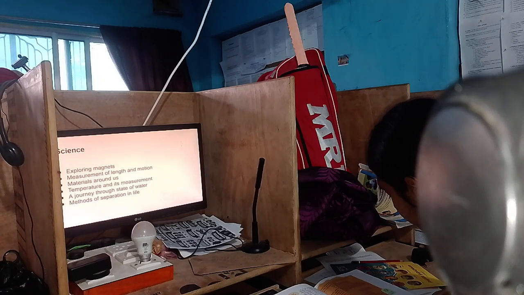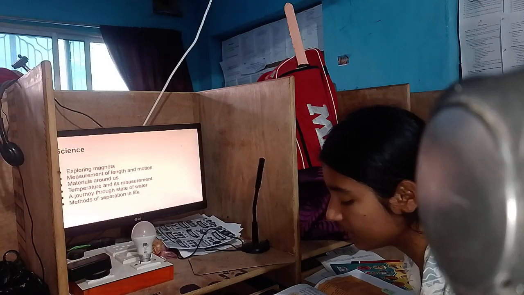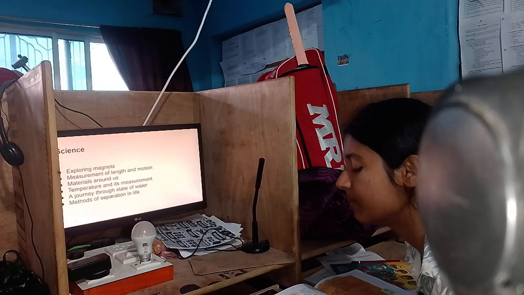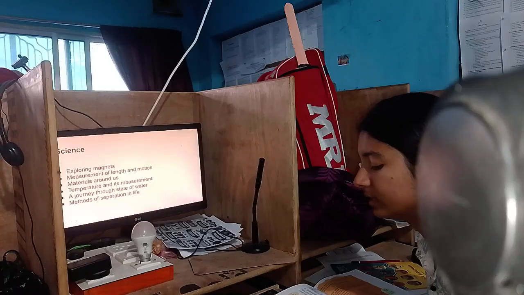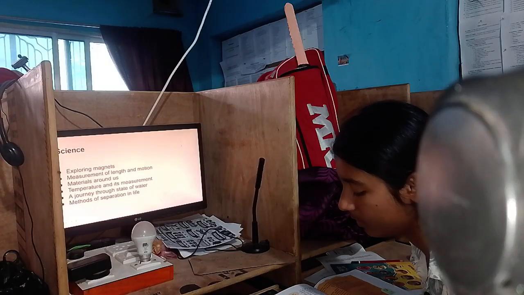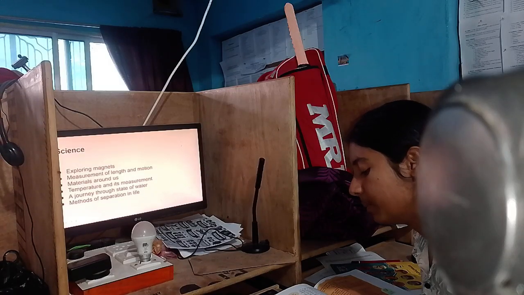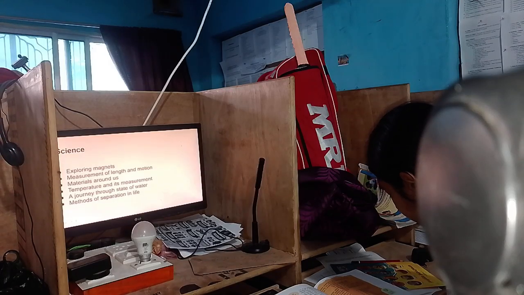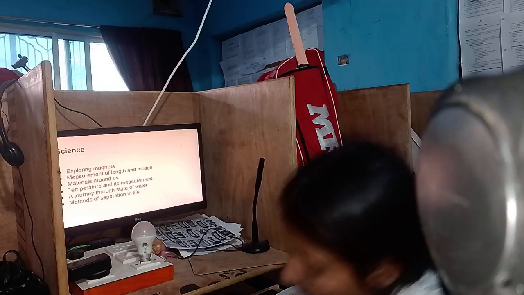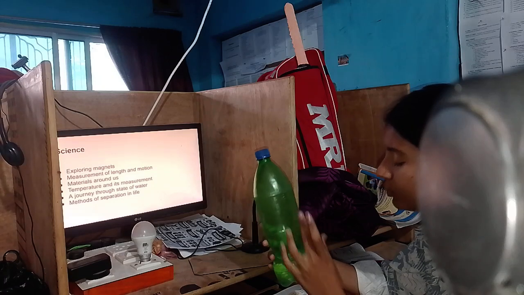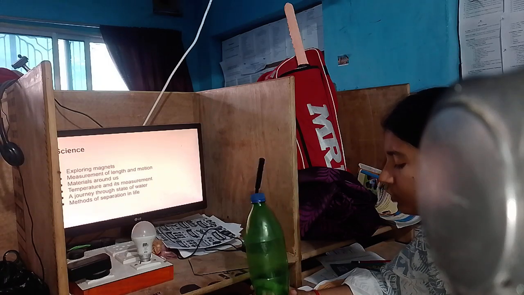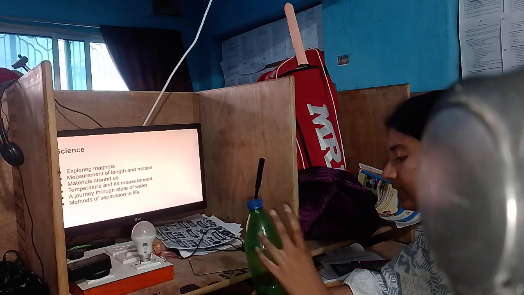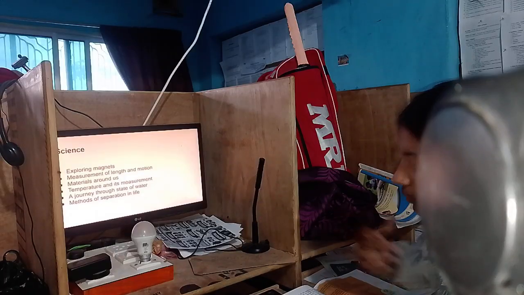Now I will talk about mass. Mass is any object which is taking place, like this mouse is taking place; that is called the mass of that object. Now I'm going to talk about volume. Like this water bottle, how much water it can store is called volume.